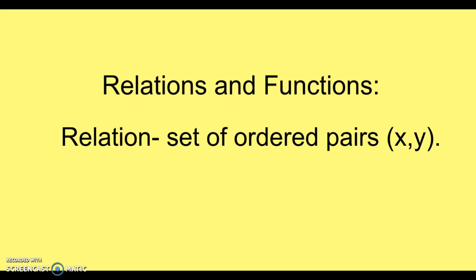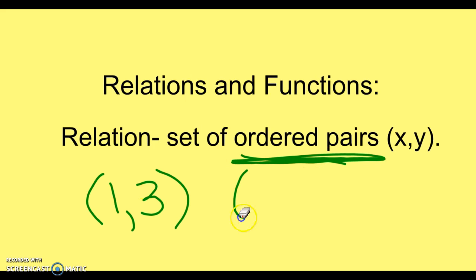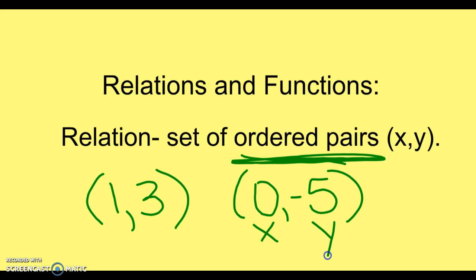Okay, so we are going to talk a little bit more about relations and functions. A relation is a set of ordered pairs. What do we mean by ordered pairs? It means the x's and the y's that you plot on a graph. So it could be (1, 3), it could be (0, -5), it could be anything like that, as long as one's an x and one's a y.